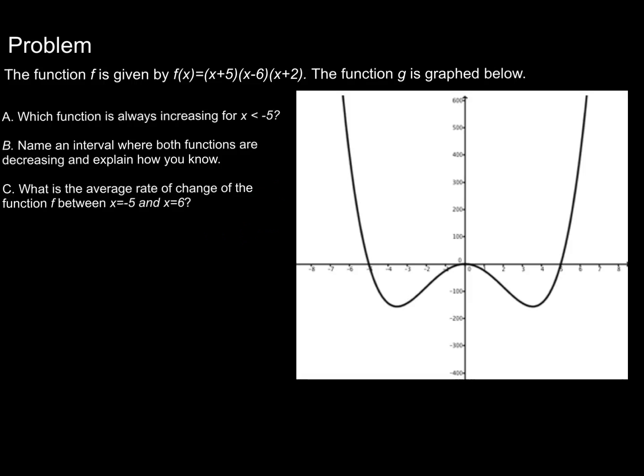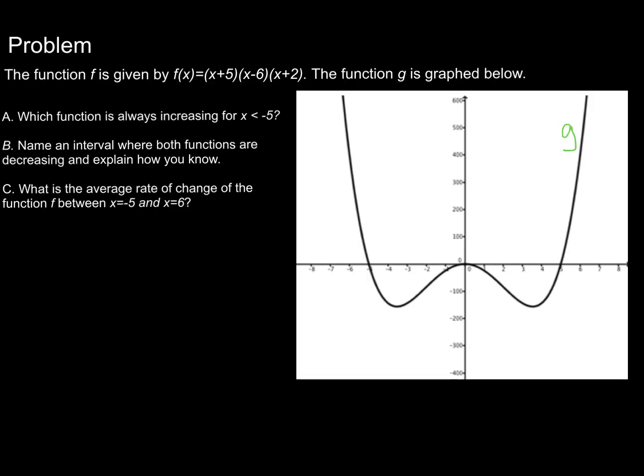Let's take a look. All right, so here's the situation. A function f is given by f of x equals (x + 5)(x - 6)(x + 2), and the function g is graphed below, so here is g. Question A says, which function is always increasing for x values less than -5? Part B, name an interval where both functions are decreasing and explain how you know.